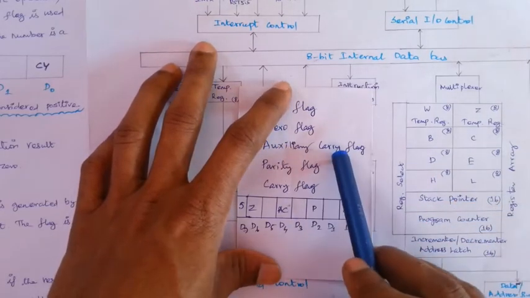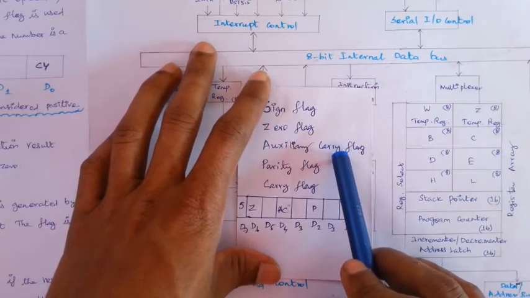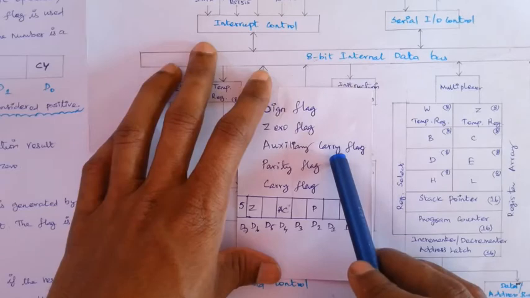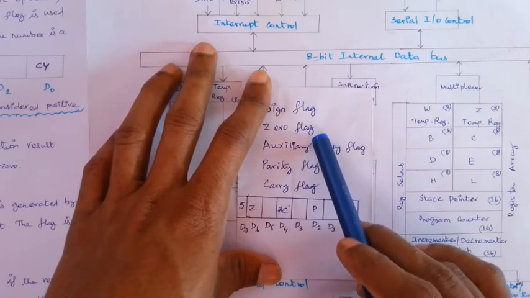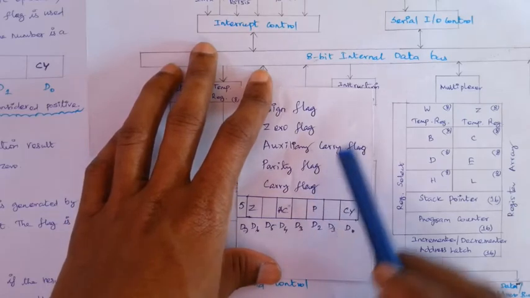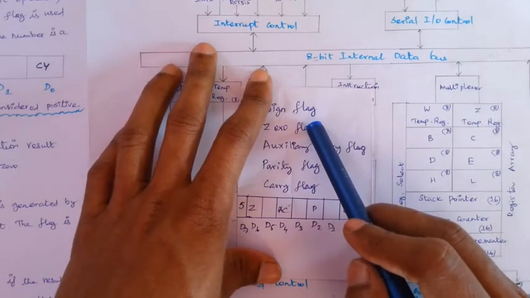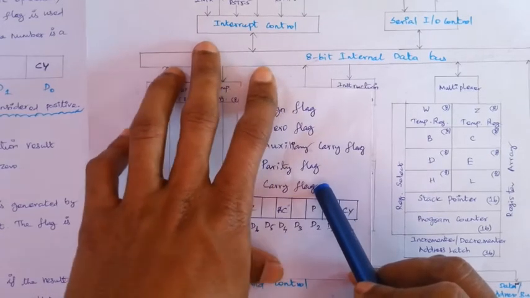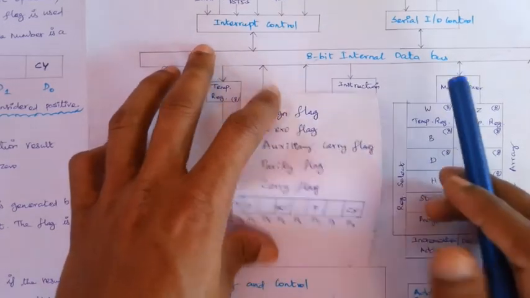The auxiliary carry flag is used only for BCD operation. Among these flags, that is sign flag, zero flag, parity flag and carry flag, the zero flag and carry flag are most commonly used in the ALU performance.